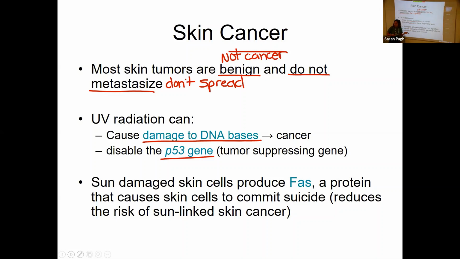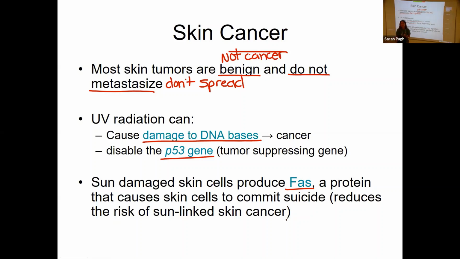Now, one thing that we do know is that when you are outside, if you have been in the sun and you did not have on sunscreen, skin cells, when they are damaged by UV rays, are pretty amazing. They'll produce a protein called the FAST protein. This is a protein that's going to cause all those cells that have been damaged to commit suicide. Typically it's the cells at the very surface. They're all going to die, and it's going to reduce the risk of sun-linked skin cancer, because instead of those cells surviving and mutating too fast, they've all died.